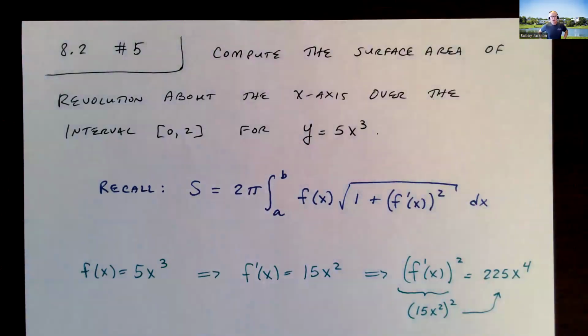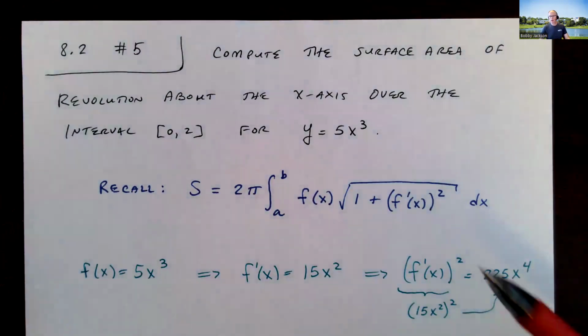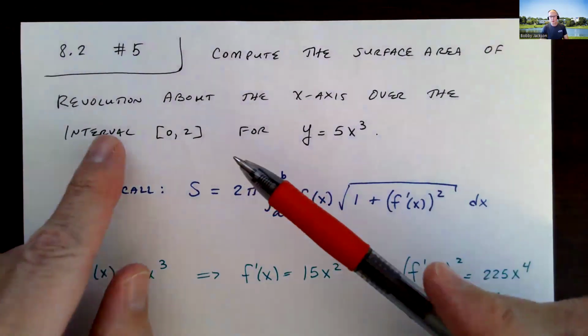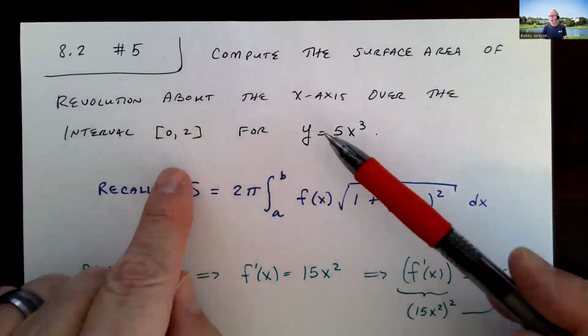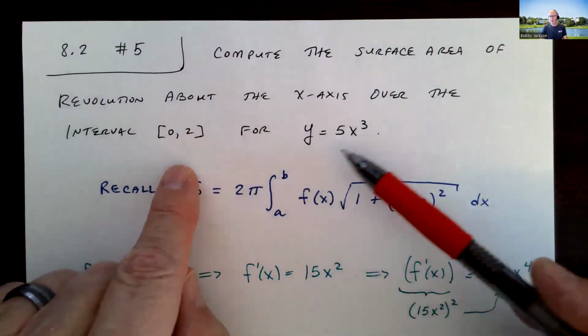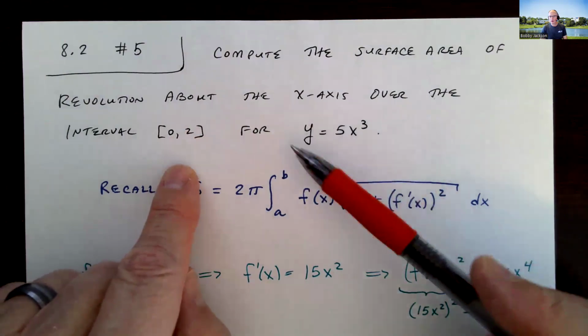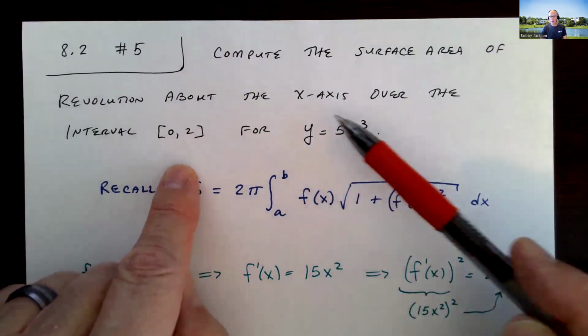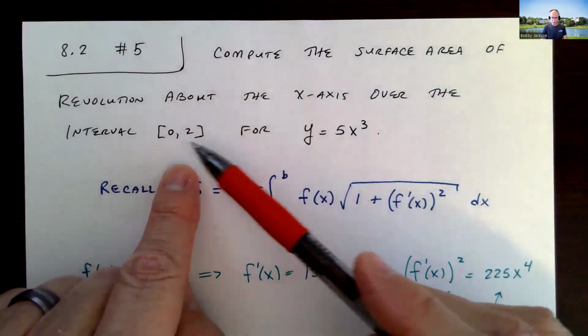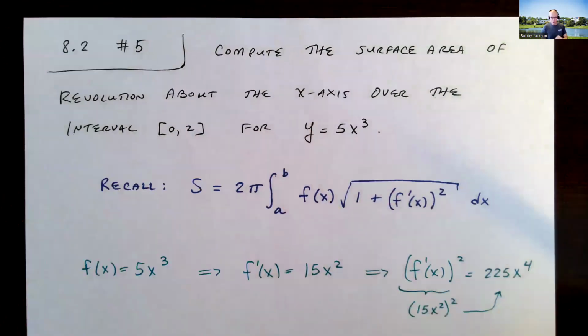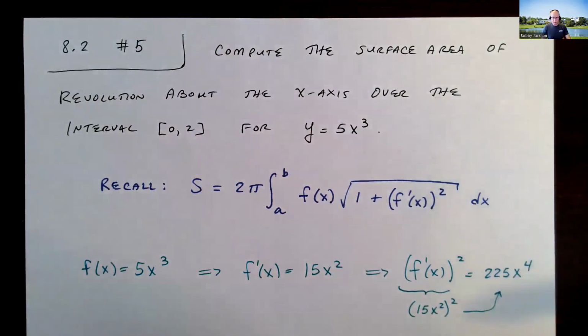Hey everyone, let's take a look at number 5 in section 8.2. In this one, we're going to compute the surface area of the solid of revolution that's being formed by rotating the region that's bounded by, of course, the x-axis and the curve y equals 5x cubed over the interval from 0 to 2 about the x-axis.